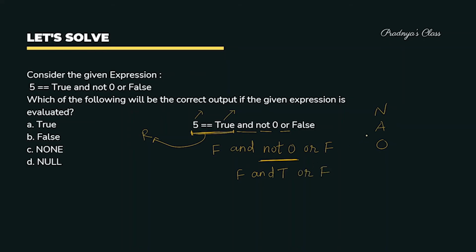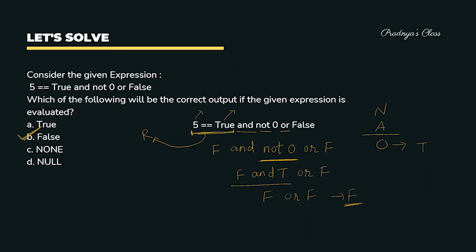अब इसके बाद हम सॉल्व करेंगे एंड ऑपरेटर. So false and true we will get false, because in case of and we should have both the input as true. तो हमें मिल रहा है ये एक्सप्रेशन. So false or false will be false, yes. In case of or, if any input is true, then only we get output as true, otherwise false. So हमारा आंसर है false, जो कि है B ऑप्शन में. So the correct answer is B.